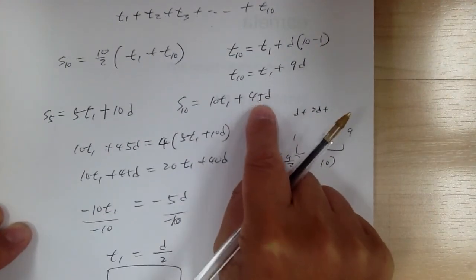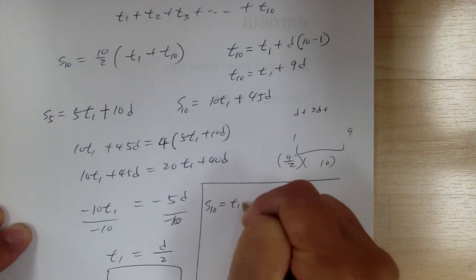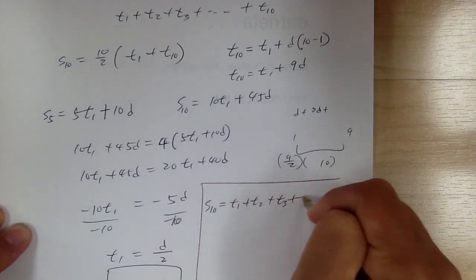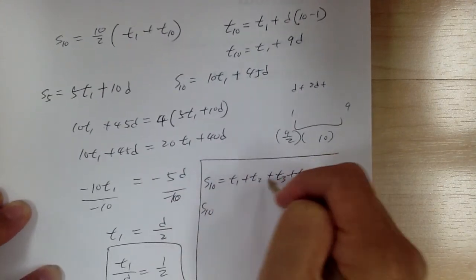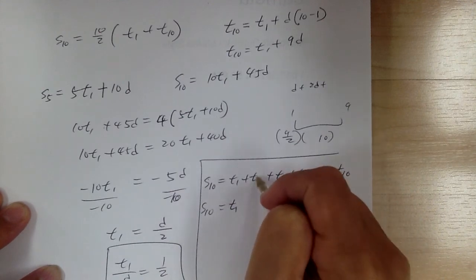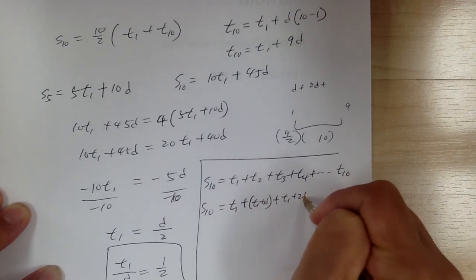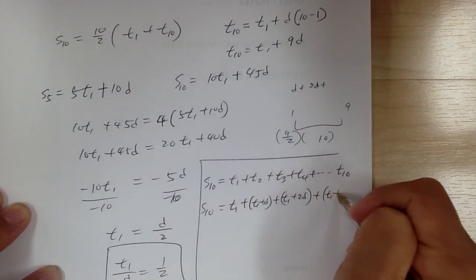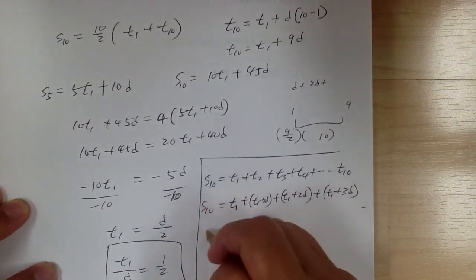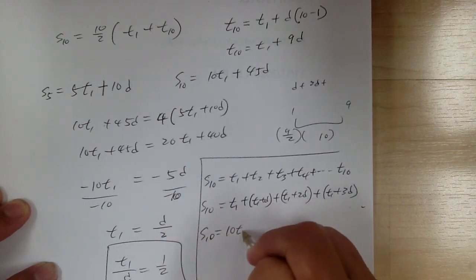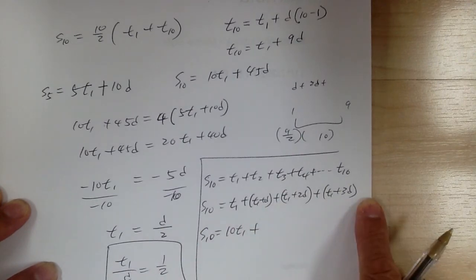Again, if you don't see how I got these, what you do is write out the terms. So S10 equals T1 plus T2 plus T3 plus T4 and so on up to T10. And because this is an arithmetic sequence, T2 will be equal to T1 plus D. T3 will equal T1 plus 2D. And T4 will equal T1 plus 3D. And so forth. So basically, you're going to have a T1 in each one, so there'll be 10 of them, because there are 10 terms. Now D, you're going to have 1D all the way to 9D. So that's what I did.